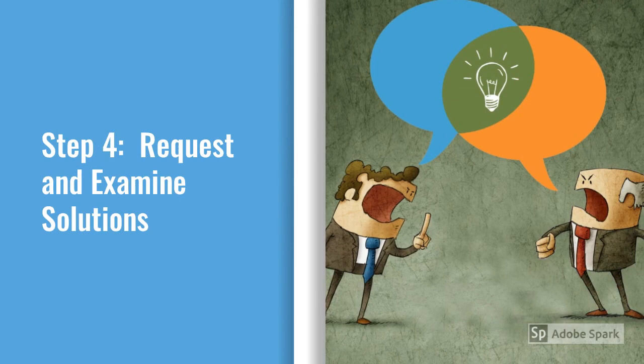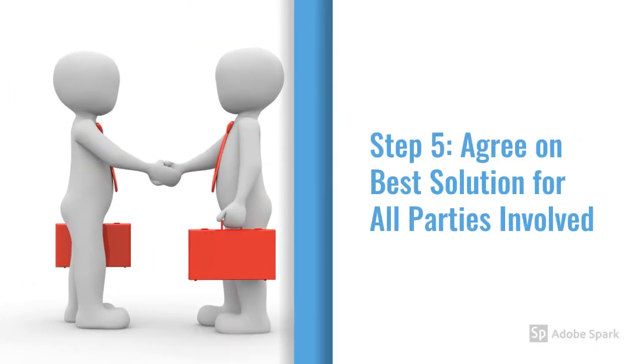Step 4. Request and examine solutions. In this step, each party comes up with ideas for possible solutions to resolve their conflict. Ben suggests staying later to make up the time, or coming in later each day to accommodate his responsibilities at home, and suggests another coworker could cover his morning until he gets there. Ben's manager needs him there during the peak time, which is in the morning. Ben just needs to get to work on time.